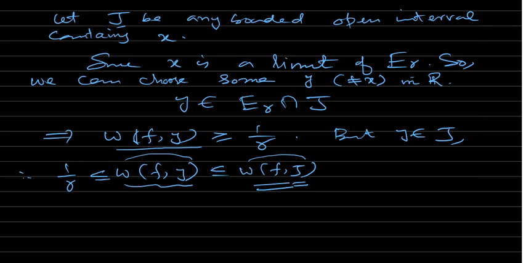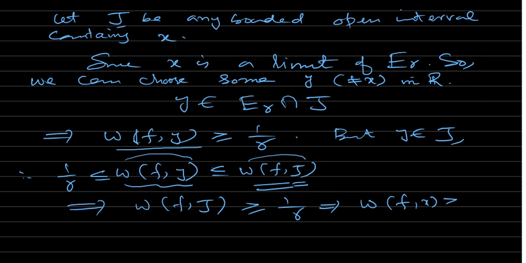So 1 over r is less or equal to the oscillation of f over J, which means the oscillation of f over J is greater or equal to 1 over r. But J is any bounded open interval containing x, that means the oscillation of f at x is greater or equal to 1 over r, which means that x belongs to E_r, and hence E_r is a closed set. Okay, so this proves the set E_r is closed.